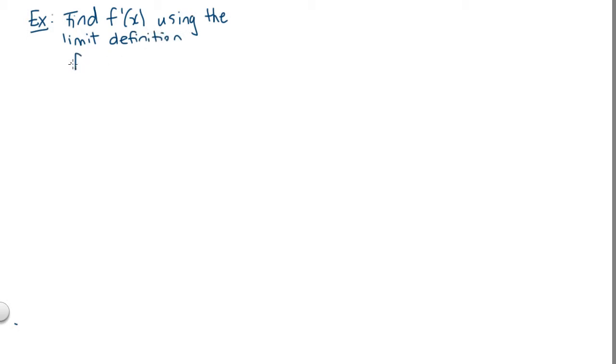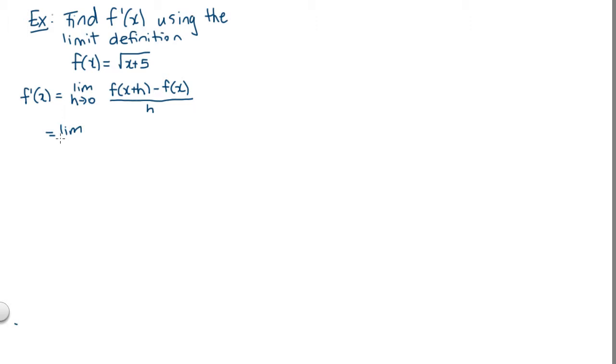And let's do that for the function f of x, which looks like square root of x plus 5. Well, let's start off by writing down the definition of f prime of x. It is the limit as h goes to 0 of f of x plus h minus f of x, and that's all over h.